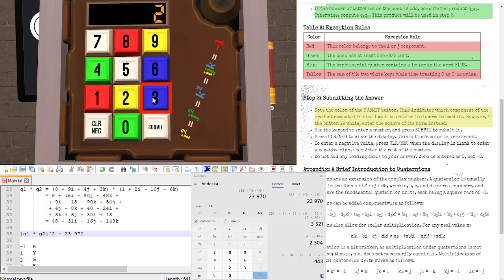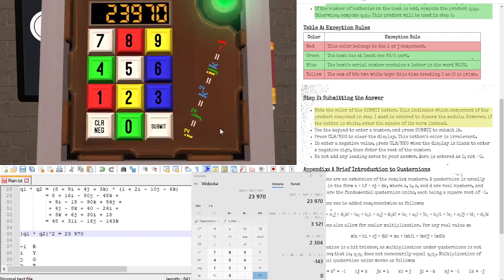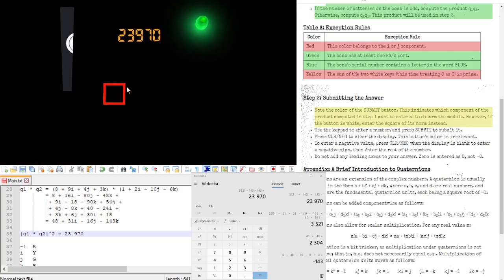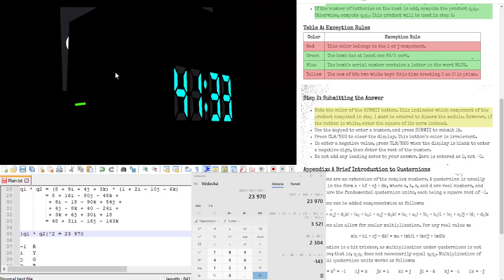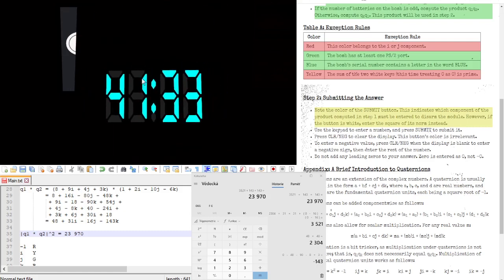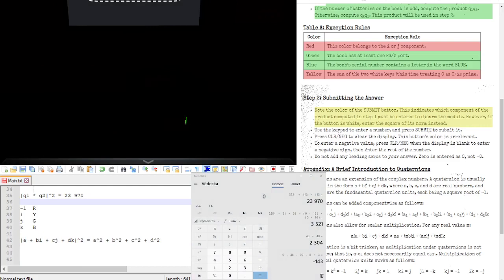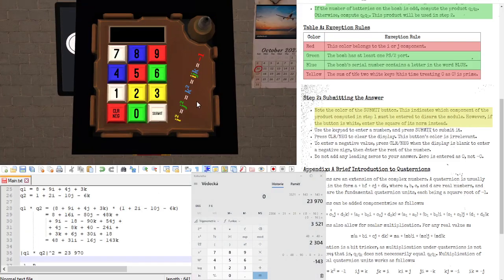So it's 23970, and we submit it. And the module is solved after that. You cannot interact with it anymore. It doesn't do anything. Okay, that was 41 minutes of this module. Actually, with the introduction of what quaternions are, so it's not that long.